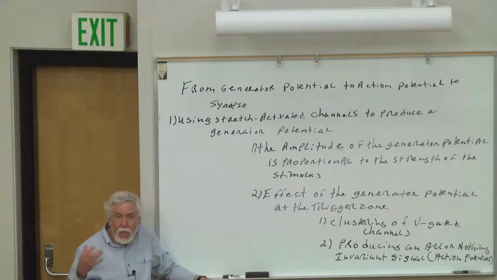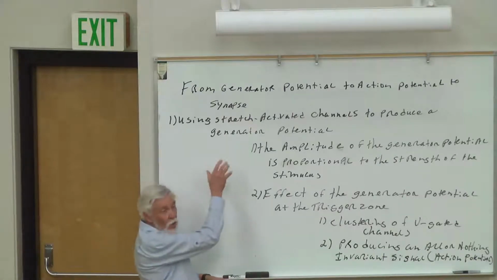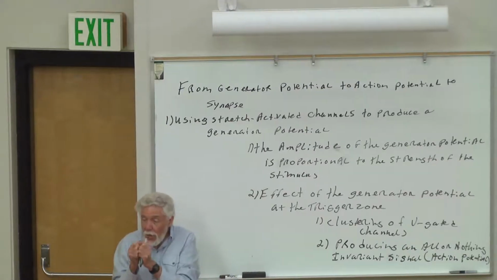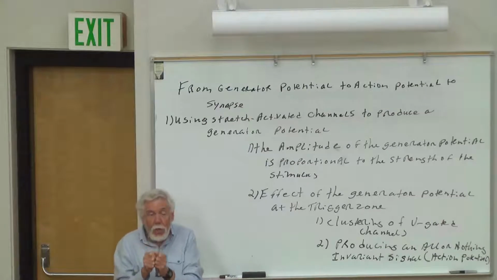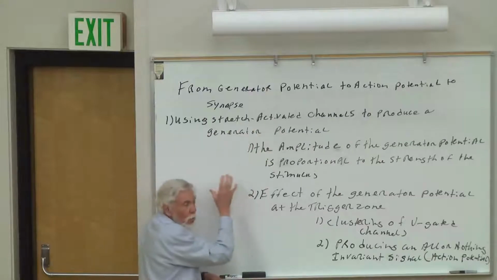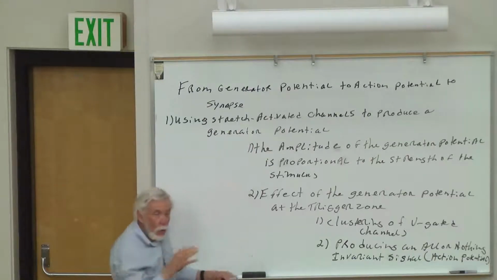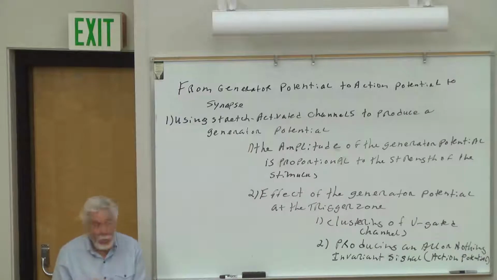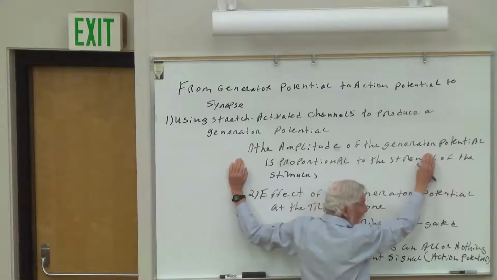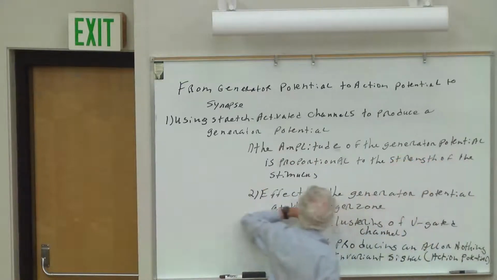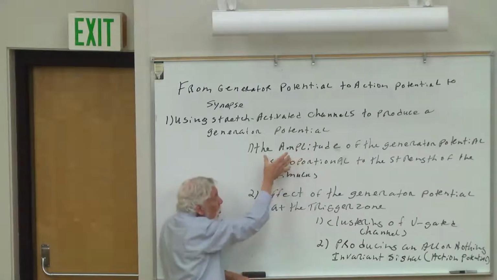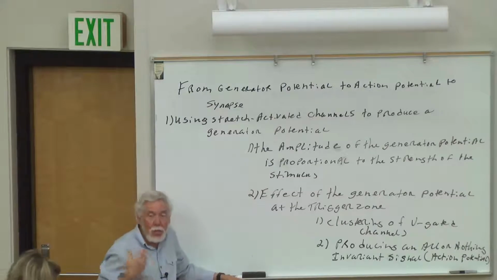And we're going to use the input region of a sensory neuron in such a way that if we change the shape of that sensory neuron input region, we will now open stretch-activated channels, and the opening of the stretch-activated channels will allow sodium to come into that cell. Now, we're going to see this is a two-step event. The first thing that's going to happen is we'll see that the amplitude of this so-called generator potential, which is a result of opening these stretch-activated channels, is proportional to the strength of the stimulus.